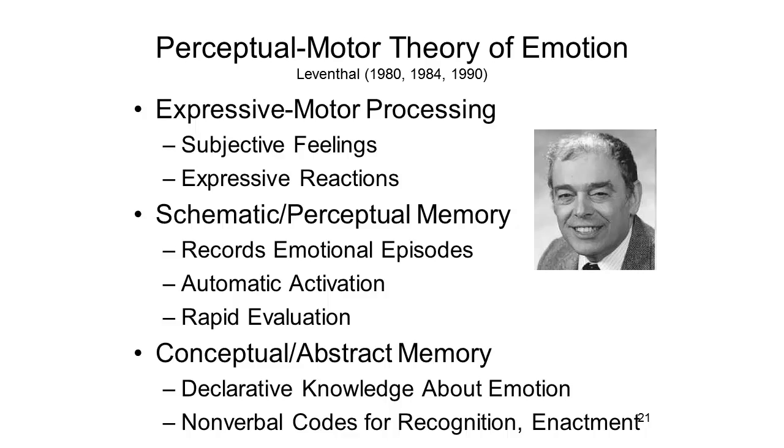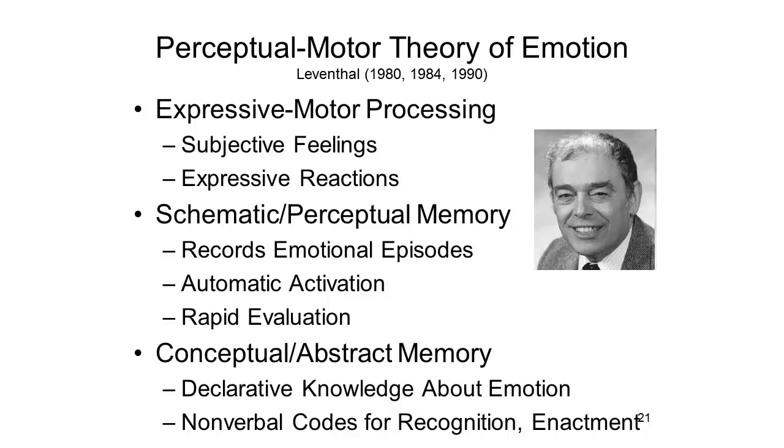Second, what Leventhal calls a schematic perceptual memory, which stores our knowledge of both emotions and the situations in which they occur. Schematic perceptual memory contains a stored record of our various emotional experiences, different emotional episodes, and these memories are automatically activated by appropriate stimulus situations. Aspects of the stimulus environment serve as cues to the retrieval of emotional episodes from memory. This retrieval provides for a very rapid evaluation of the emotional significance of some event.